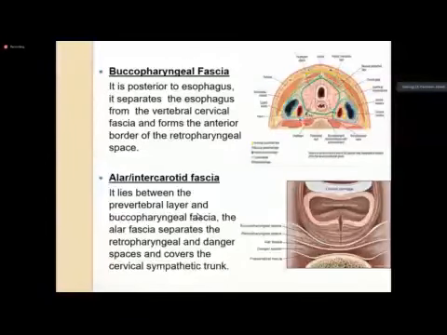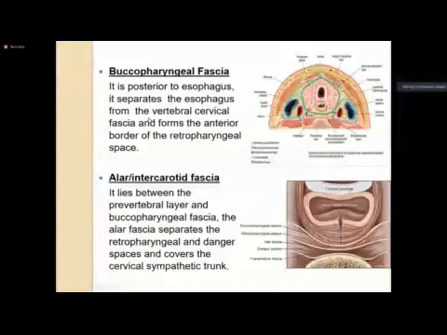retropharyngeal. If you look here, it is clearly visible: this is the esophagus, this is the buccopharyngeal, and this is prevertebral. In between the two is the alar. Space in front of the alar is retropharyngeal. Behind the alar fascia is the danger space. Why is it called the danger space? We have already discussed that.